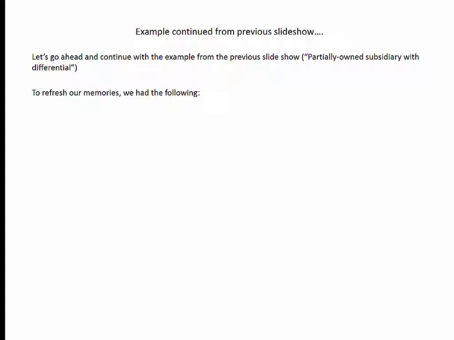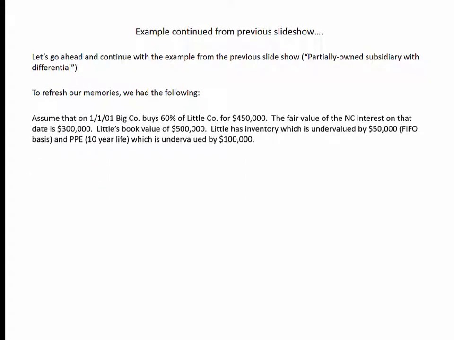Again, to refresh our memories, we had the following. January 1st, 01, Big Company buys 60% of Little Company for $450,000. The fair value of the non-controlling interest on that date is $300,000. Little's book value is $500,000. Little has inventory which is undervalued by $50,000, FIFO basis, and property, plant, and equipment, 10-year life, which is undervalued by $100,000.